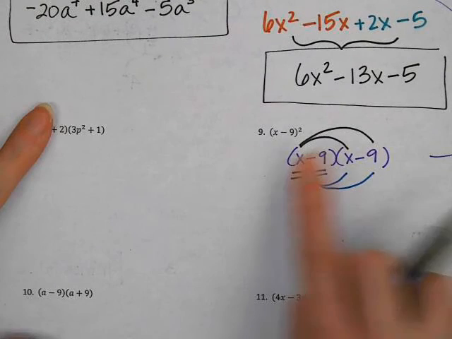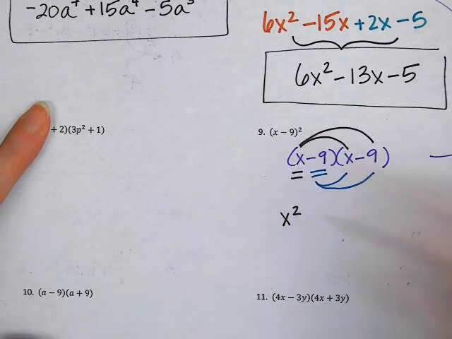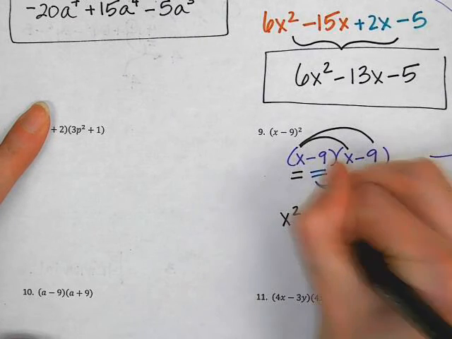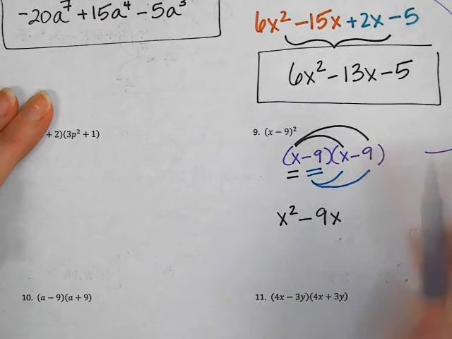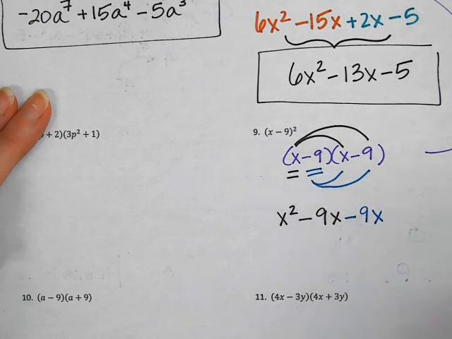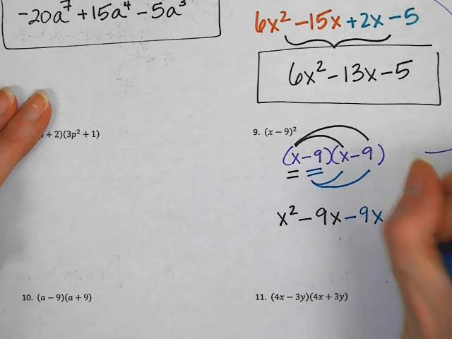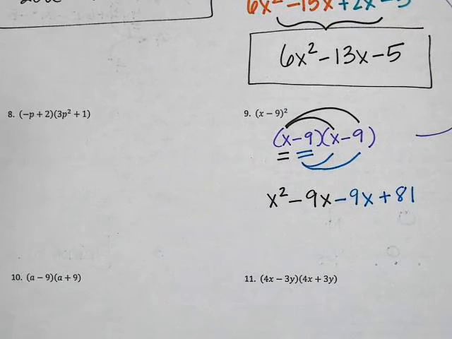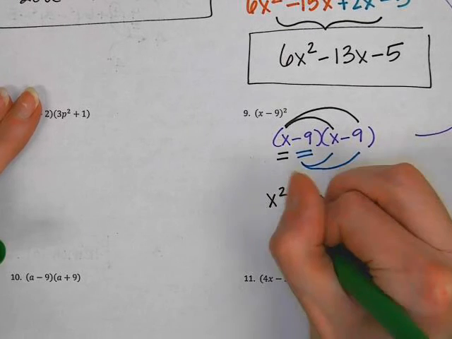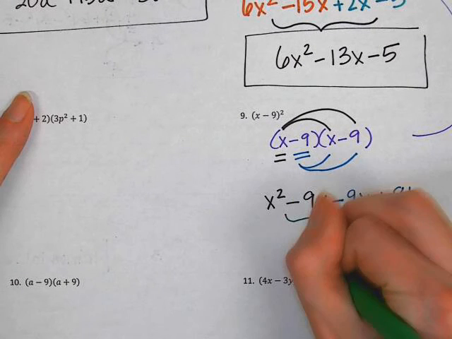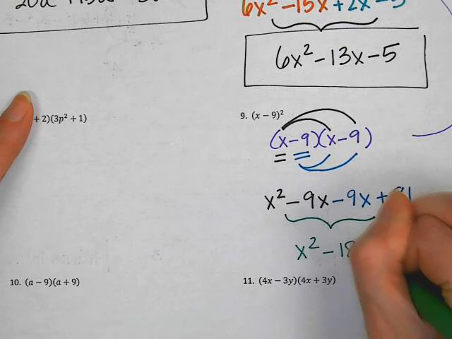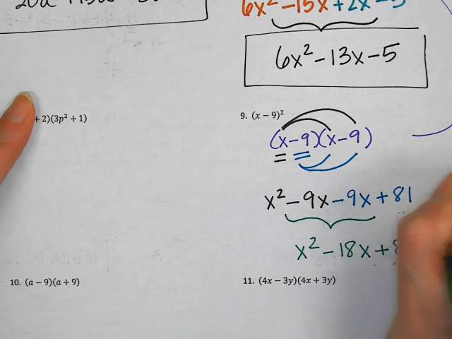Okay, so x times x is x squared. x times negative 9 is negative 9x. And then round 2 in blue, negative 9 times x is negative 9x. And negative 9 times negative 9 is plus 81. Again, always look for like terms. The guys in the middle are like terms. If you add them together, final answer is x squared minus 18x plus 81.